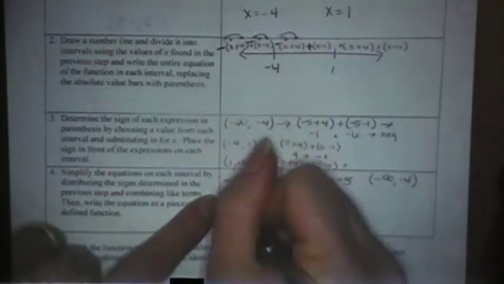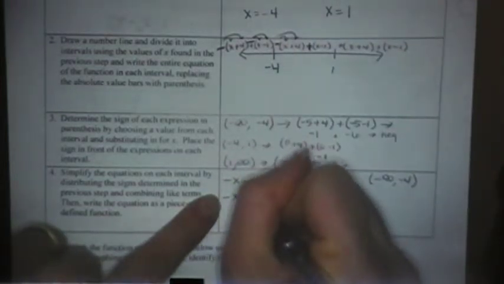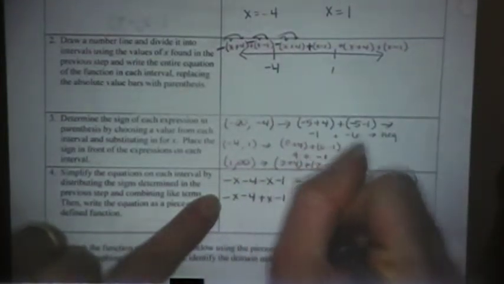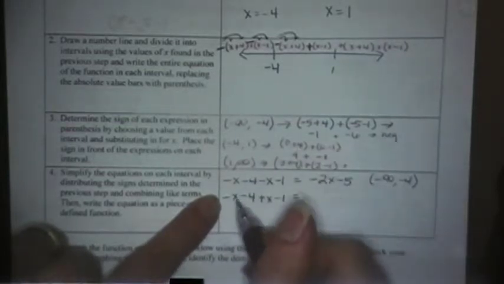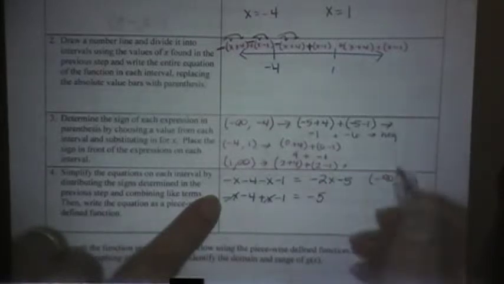Then my middle interval, I distribute the negative. Get negative x minus 4 plus x minus 1. Simplify that, and look what happens. My x's cancel out, and I end up with negative, is that negative 5? Yep, looks like negative 5. And that is from the interval negative 4 to 1.